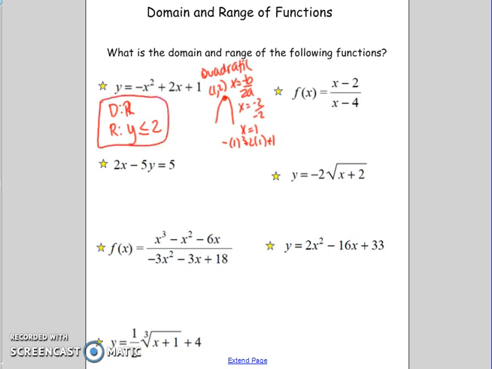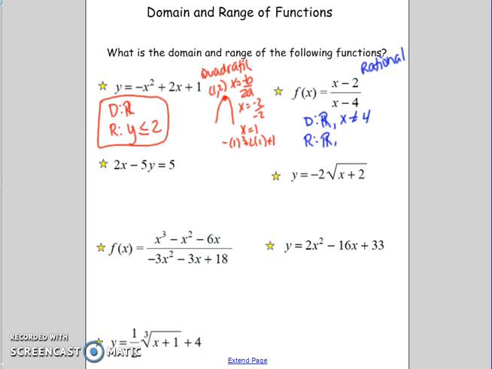Now if we go to the right of it, that is a rational function. So the domain for a rational function is all real numbers except for the restrictions. So x cannot equal 4, because that's our restriction. The range will be all real numbers except for our horizontal asymptote.